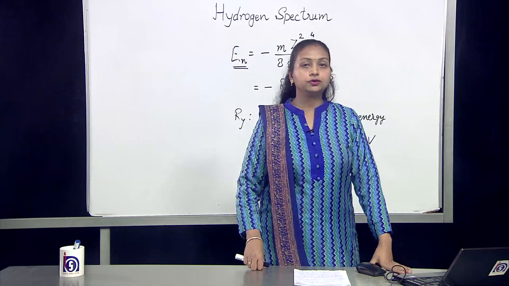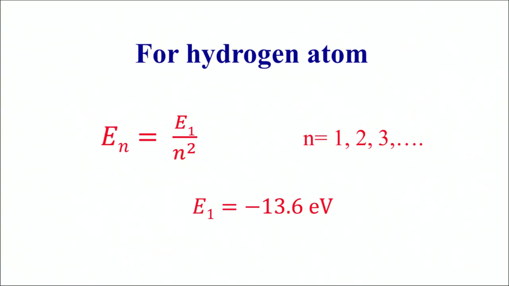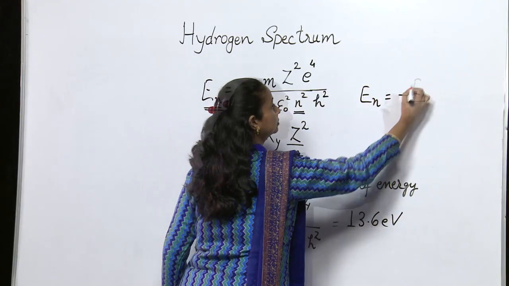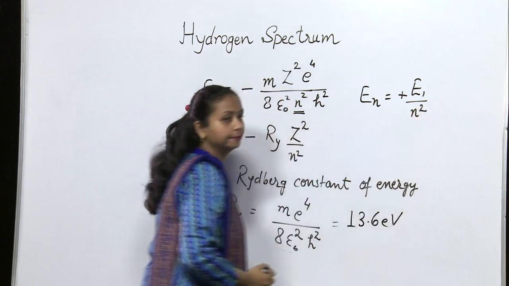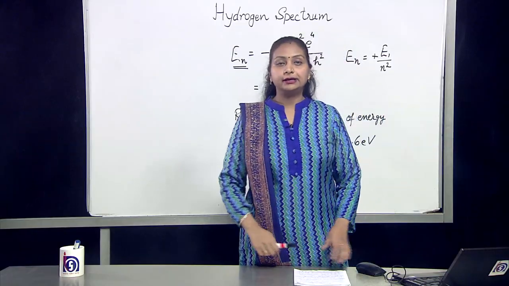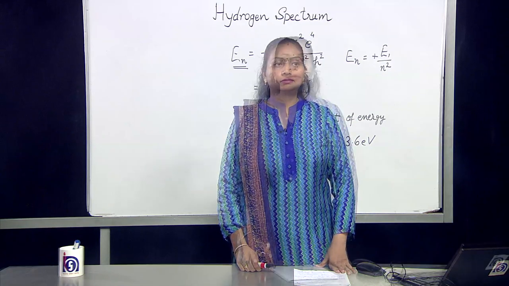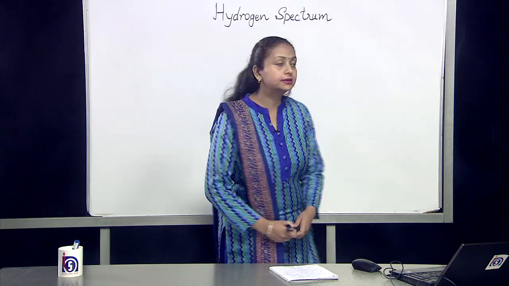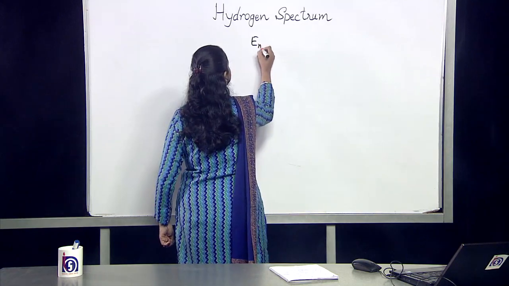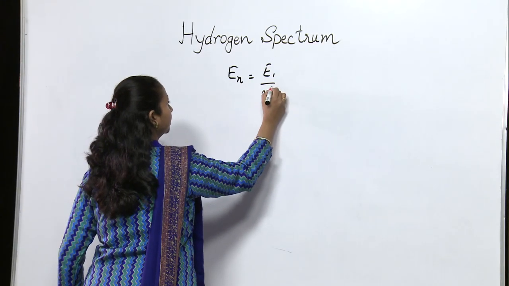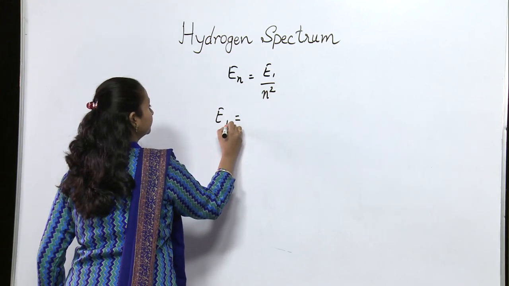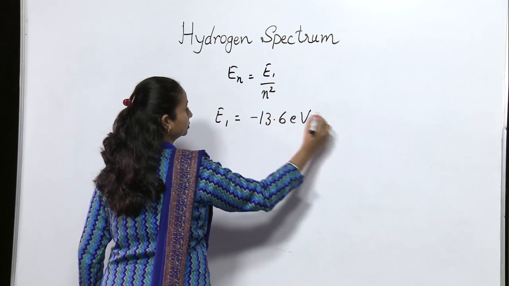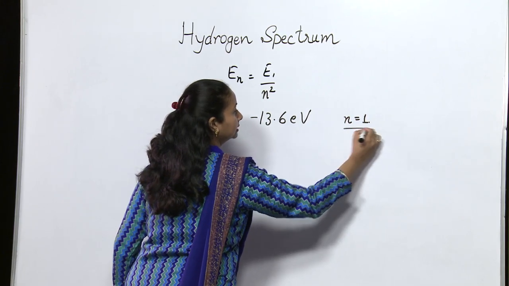If we talk about the hydrogen atom, then z is equal to 1, and this can be written in a much simpler way, that is En equal to E1 by n square, where E1 is the energy of the electron in the ground state. If we write the energy of the electron in an nth state for the hydrogen atom, it is given by En equal to E1 by n square, where E1 is the energy of the electron in the ground state, which is equal to minus 13.6 electron volt. That is for n equal to 1 state.